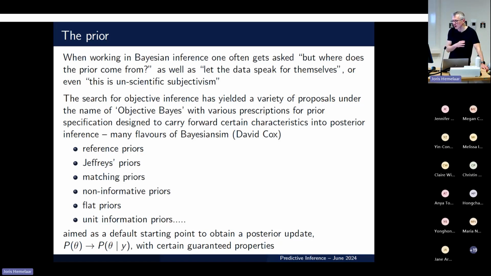And that's led to quite a considerable effort in the search for so-called objective inference, falling under the field of objective Bayes, with a whole load of prescriptive ways of specifying priors. It was one of the criticisms of the late David Cox that there were many different flavors of Bayesianism. How to specify the prior? Well, there are reference priors, Jeffreys priors, all of these ways. They're all aimed at some kind of default starting point, to plug into that equation and then update in order to get what you want, which is the posterior distribution on a parameter of interest.